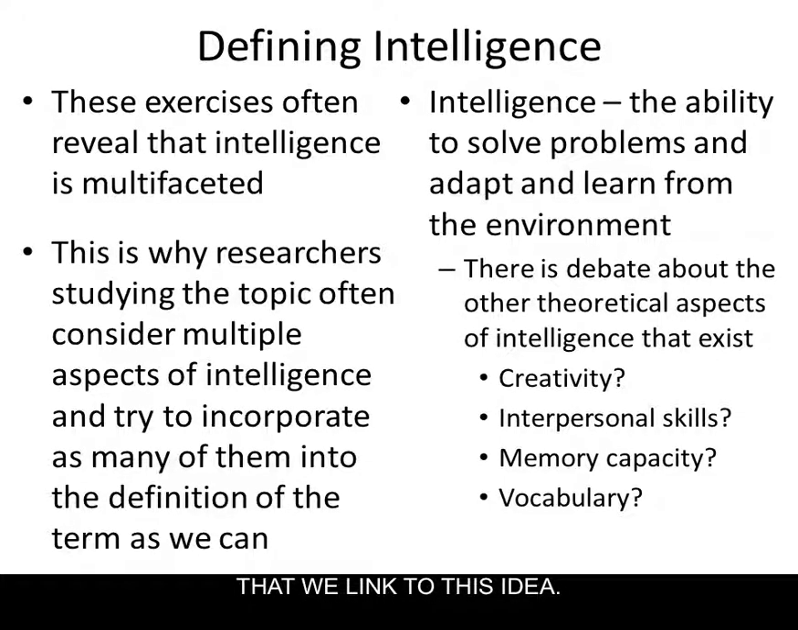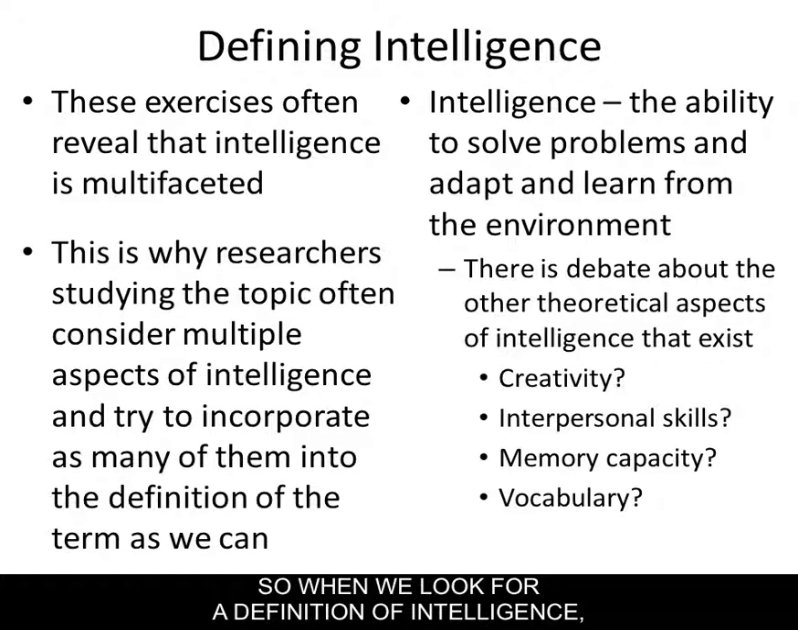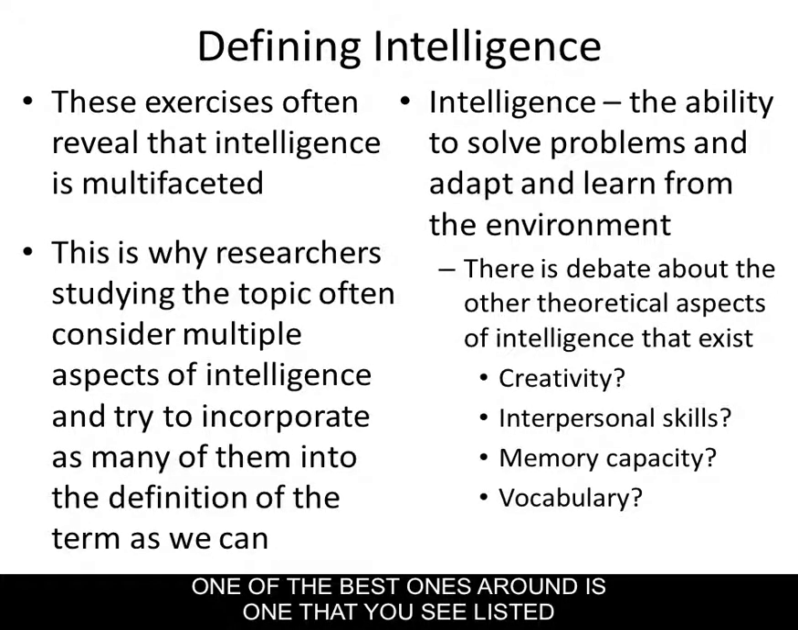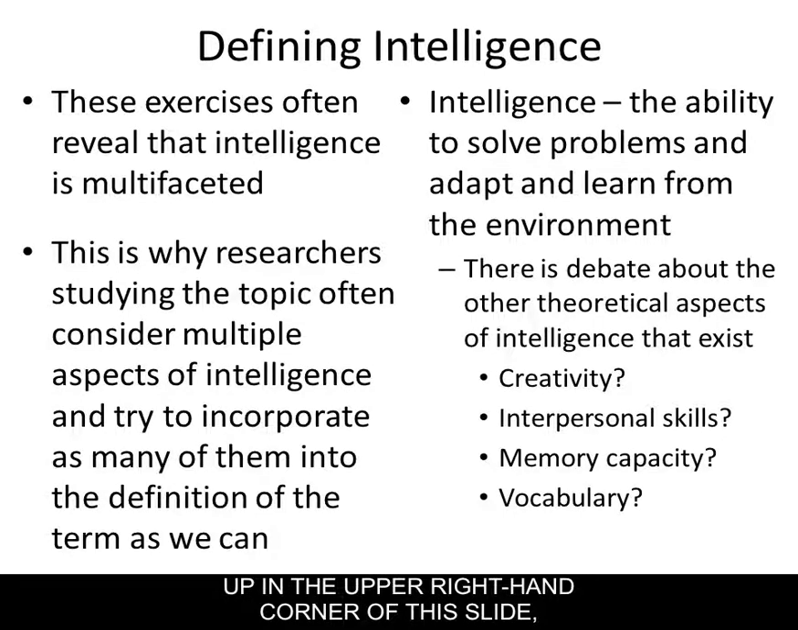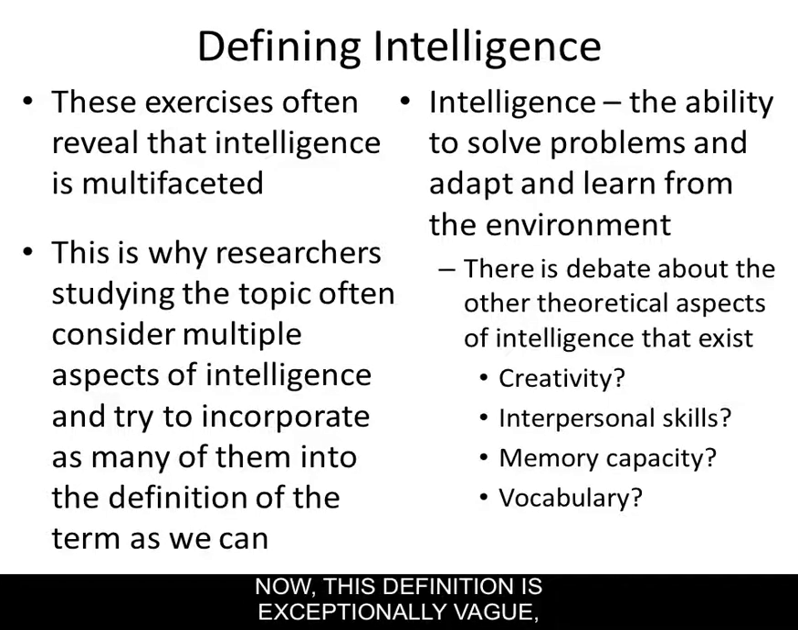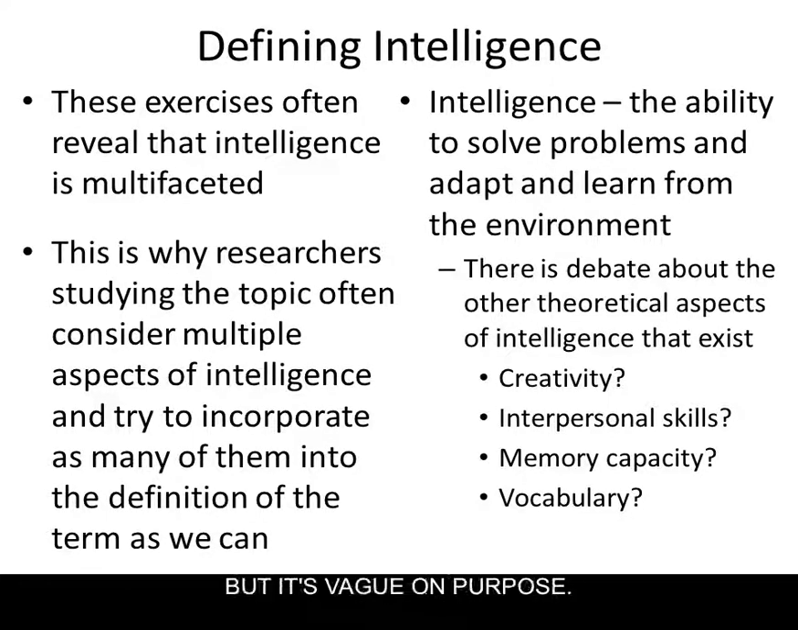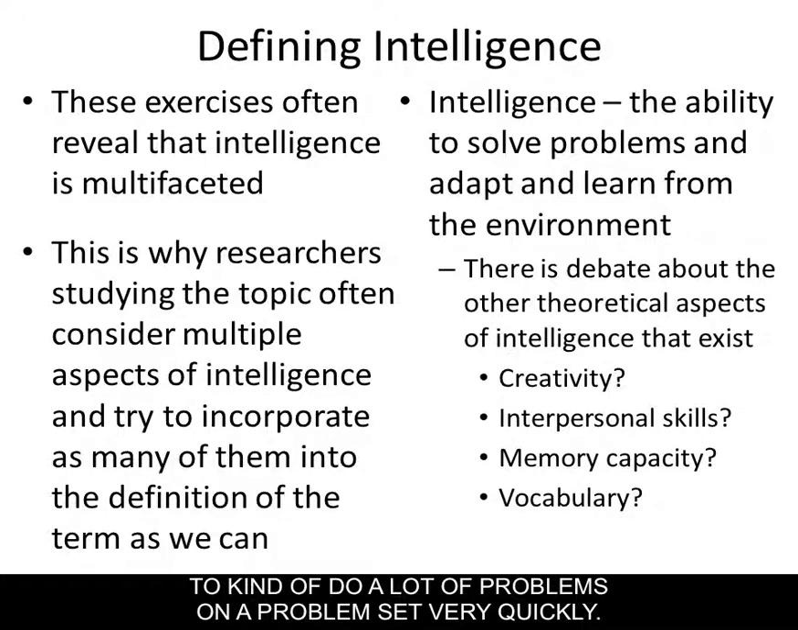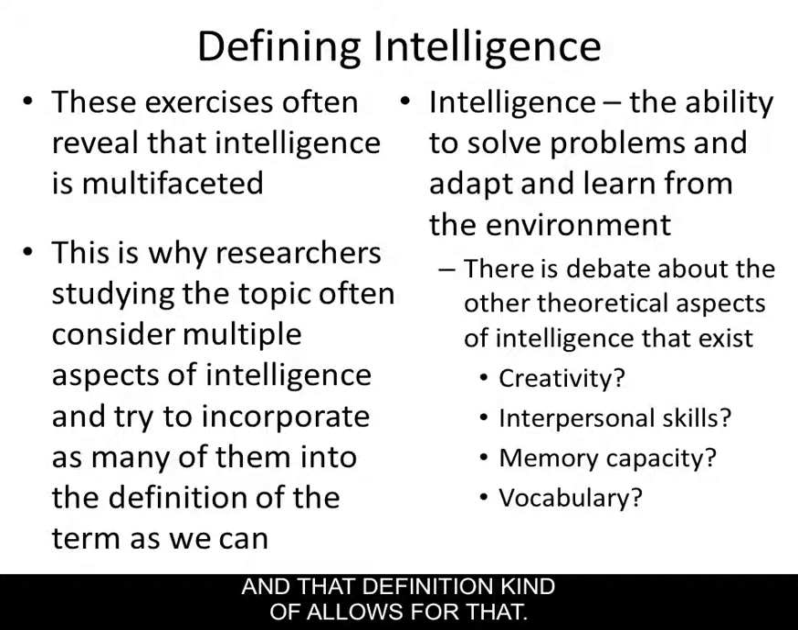So when we look for a definition of intelligence, one of the best ones around is one that you see listed up in the upper right-hand corner of this slide. We define intelligence as the ability to solve problems and adapt and learn from the environment. Now, this definition is exceptionally vague, but it's vague on purpose. We don't necessarily want to limit intelligence in these definitions to just social skills or the ability to do a lot of problems on a problem set very quickly. Well, that definition allows for that.